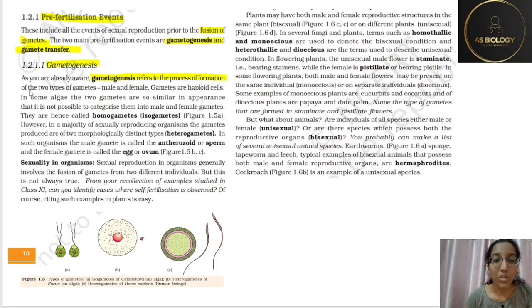Gametogenesis refers to the process of formation of two types of gametes, male and female gametes. Gametes are haploid cells. Let me tell you about diploid and haploid. Here, 2n is the parent, n is the child or gamete; this is diploid, this is haploid. Next, in some algae the two gametes are so similar in appearance that it is not possible to categorize them into male and female. This is called homogametes. Similar in appearance is homogametes. If you can see in this figure, both are similar. You can't tell which is male or female.